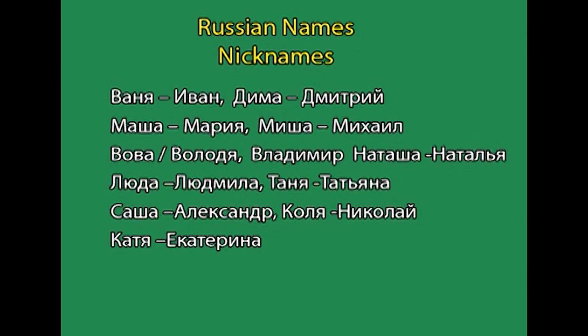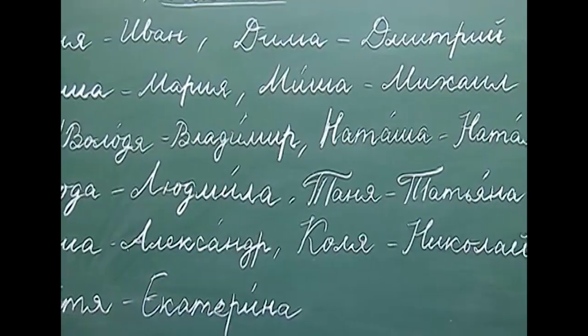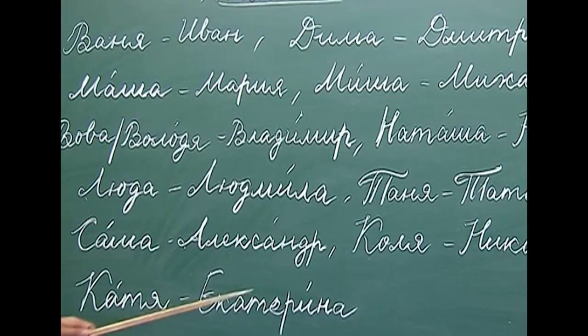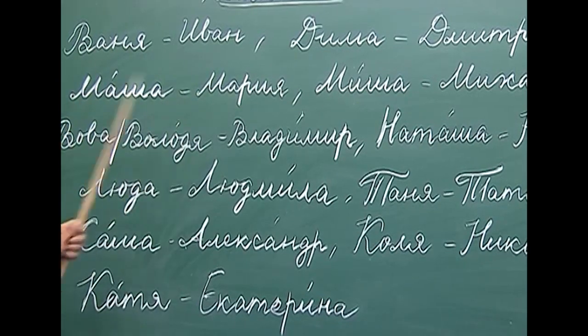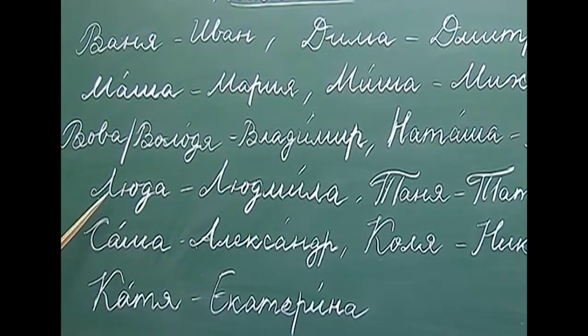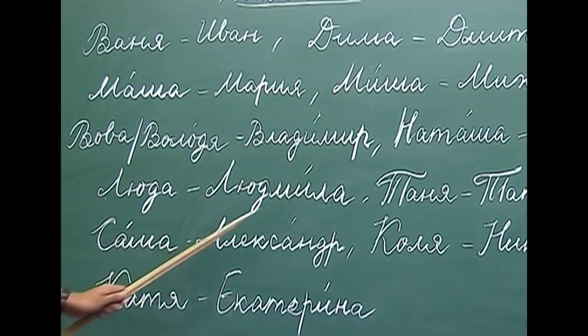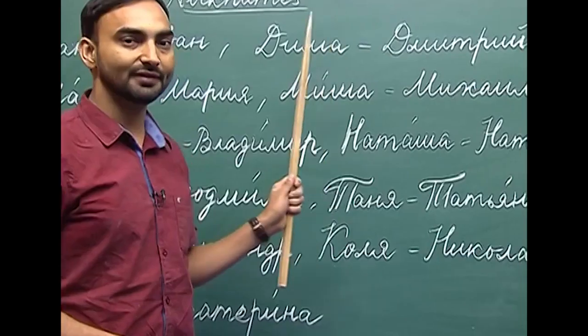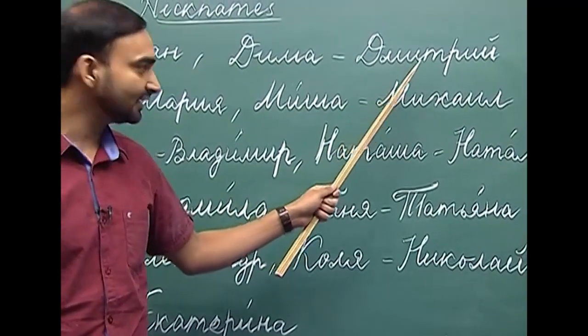Lyuda, Lyuda corresponds to the first name Ludmila. Ludmila is a feminine name. Sasha, Sasha corresponds to the masculine name Alexandre or Alexander, that is how we call it in English. Katya, Katya corresponds to the first name Ekaterina, and Katya is a feminine name. So, Vanya Ivan, Masha Maria, Vova Volodya Vladimir, Lyuda Ludmila, Sasha Alexandre, Katya Ekaterina, Dima Dmitry. So, Dima corresponds to the first name Dmitry.